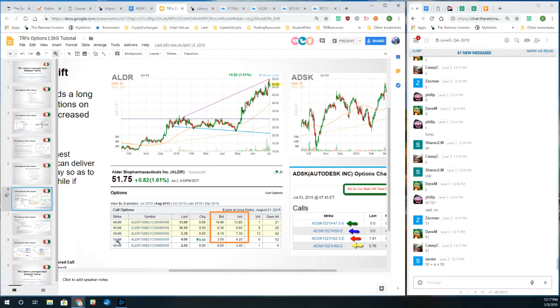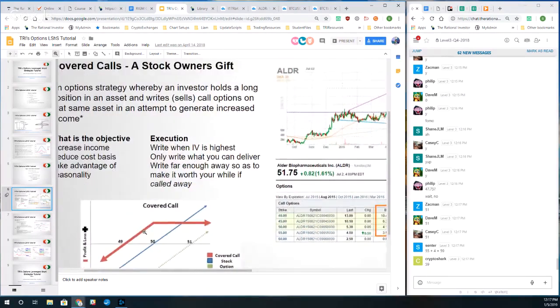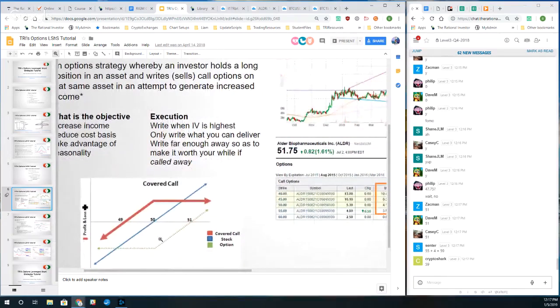Remember, I already own the stock. I'm going to write the $55 call. So remember this scenario here: the stock goes up, and this happens to be 50, but let's assume this is 55. It's not really that big of a deal. I'm going to write the $55 call and collect $4. So that means at $55, the stock's called away from me. My profit is, of course, the $55 that I'm selling the stock at, plus the premium that I collected.